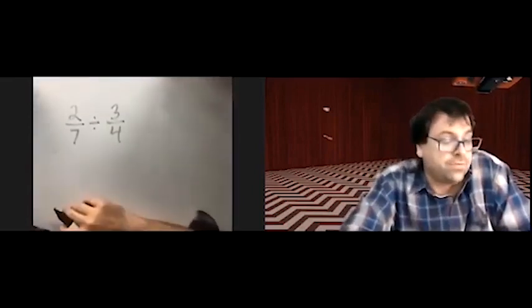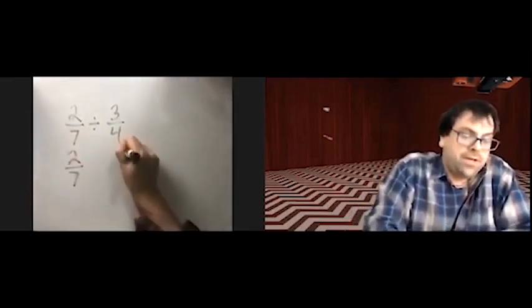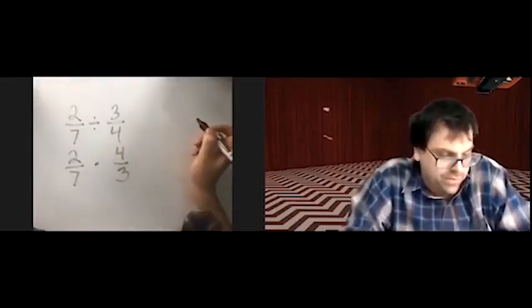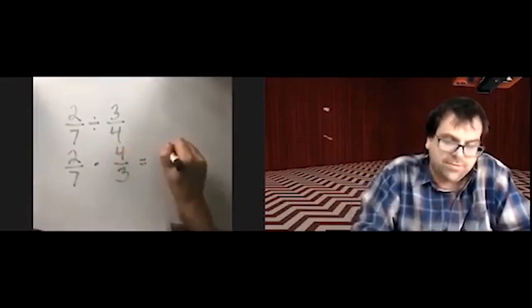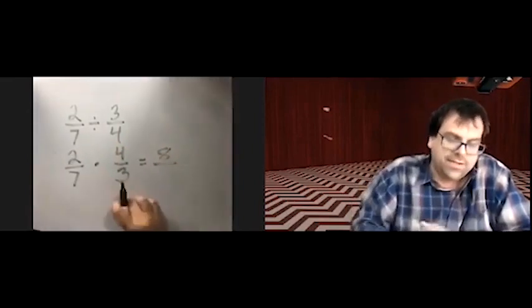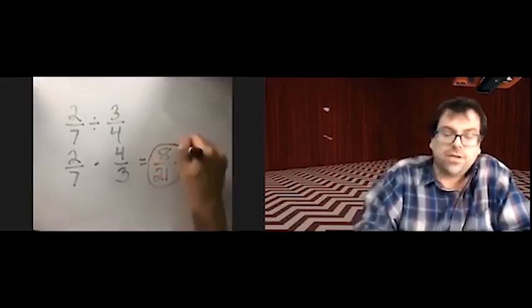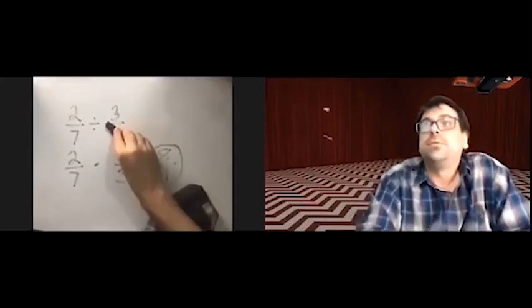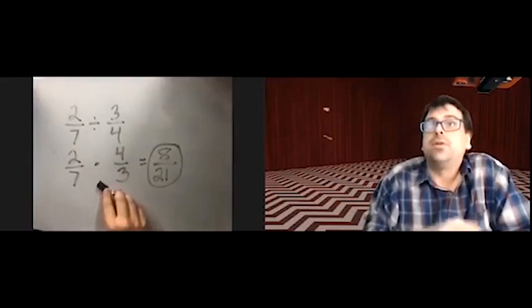2/7 divided by 3/4. Keep, flip, change division to multiplication. Nothing cancels. 2 times 4 is 8. 7 times 3 is 21. 8 21sts. Do not cancel the 2 and the 4 because that's a division problem. No cancellation can happen until we have a multiplication problem.